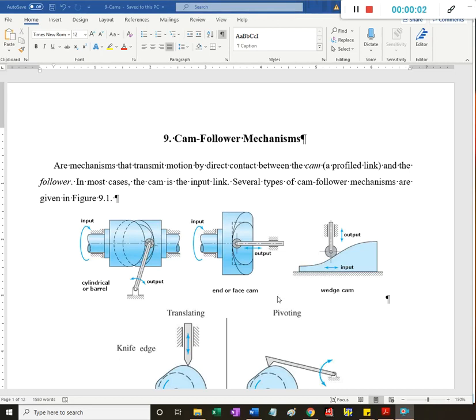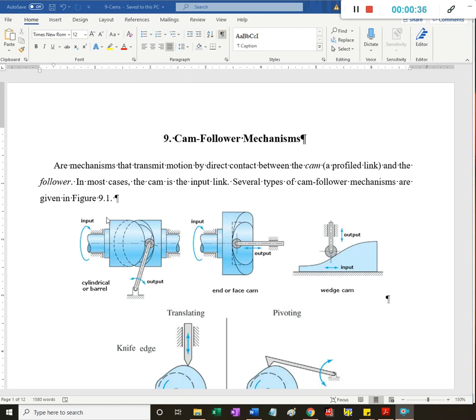Okay, I'm going to record a new chapter on cam follower mechanisms, and there will be one more chapter that I'm hoping to cover before the end of the semester. There definitely will be a homework about the cam follower mechanisms, and we'll let you know about the content of that assignment.